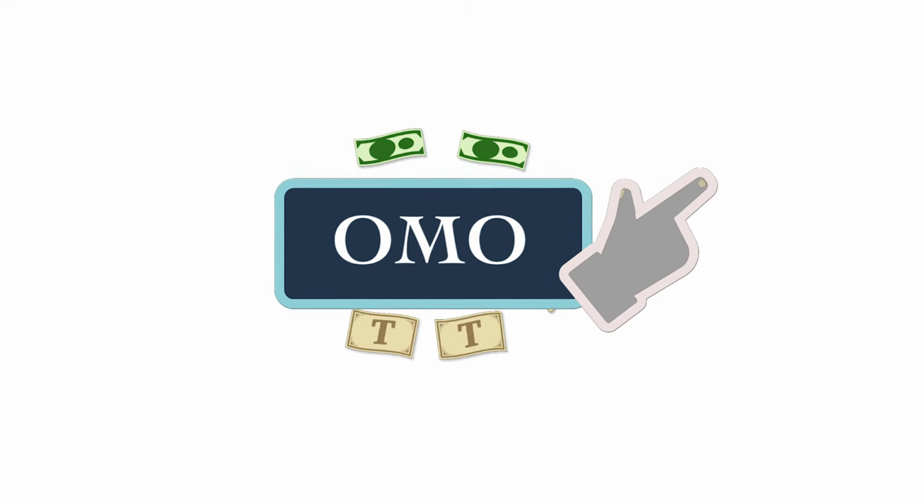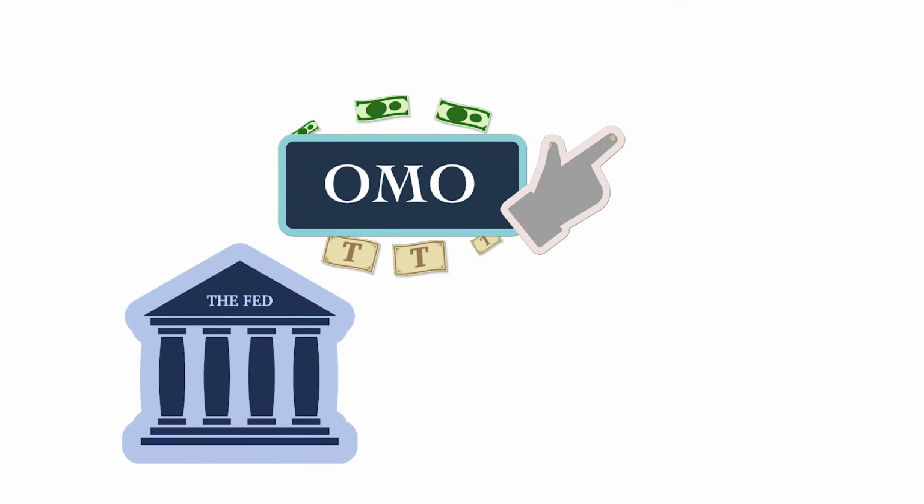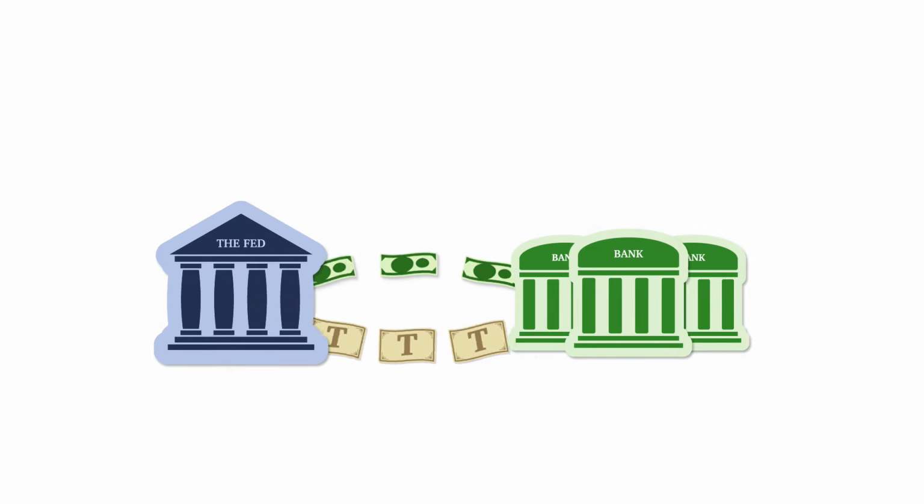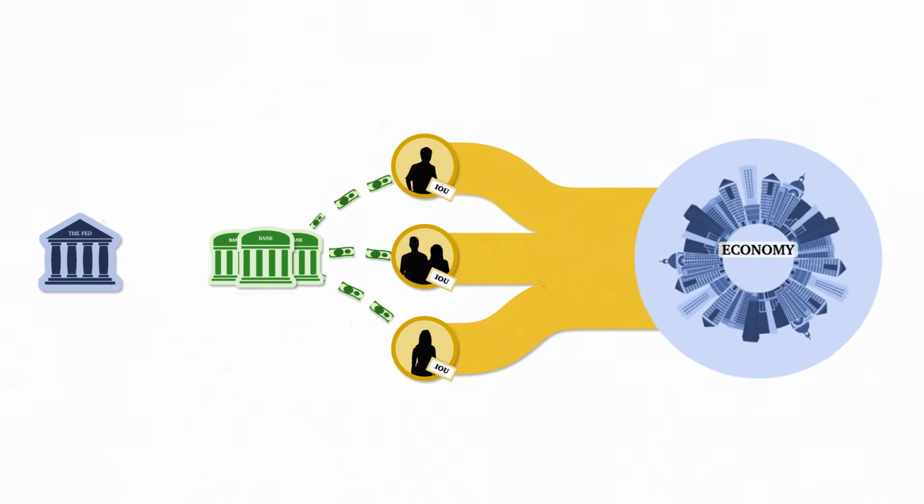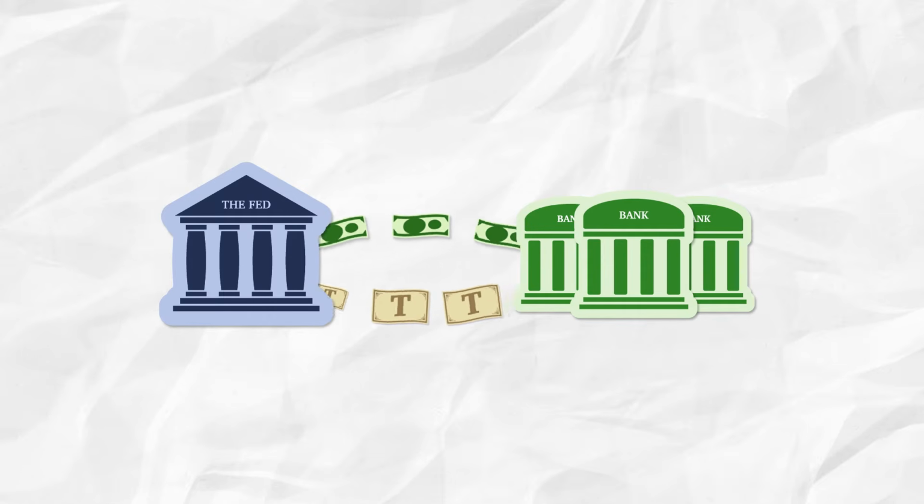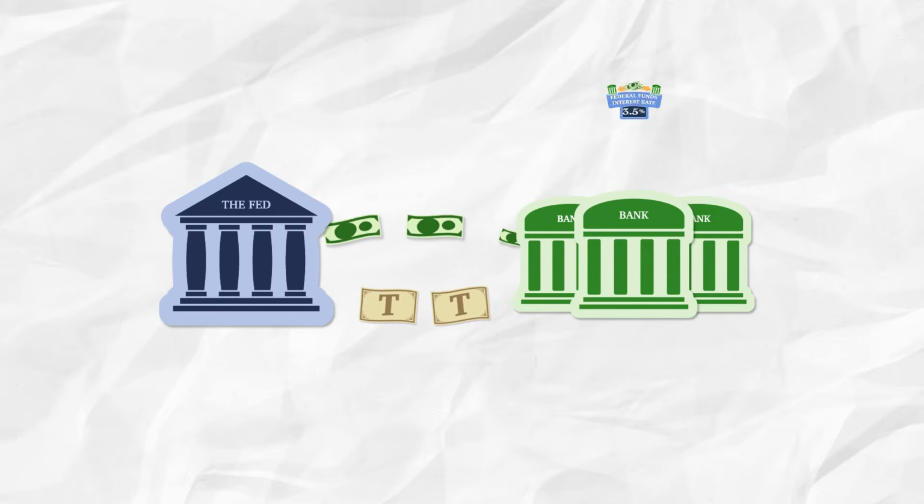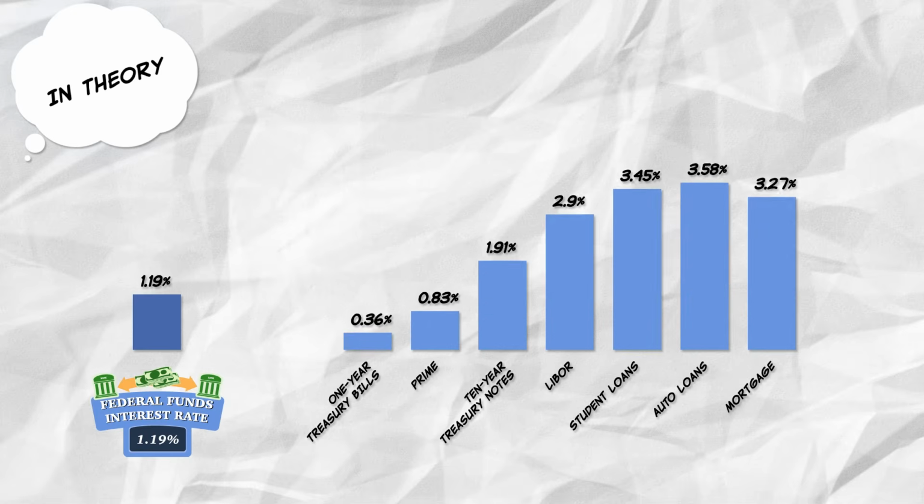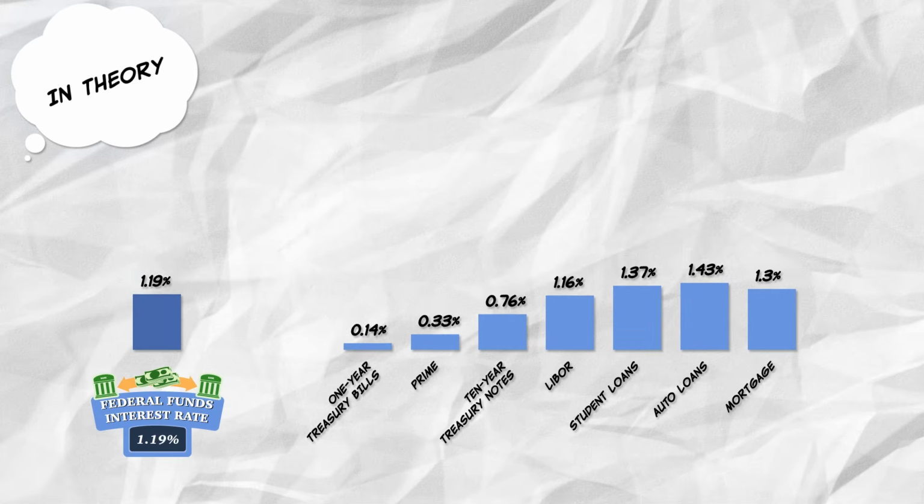What are open market operations? Open market operations are one of the many tools the Federal Reserve Board has at its disposal to influence monetary policy. An open market operation is when the Fed buys and sells Treasury bills to change the amount of money in the economy. The Fed makes these trades with other banks and decides how much to trade by targeting a particular interest rate known as the federal funds rate, which theoretically affects other interest rates in the economy.